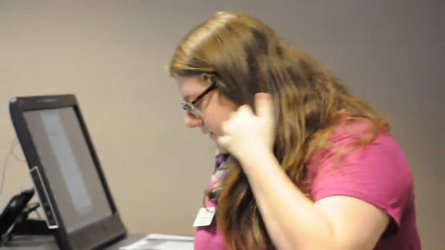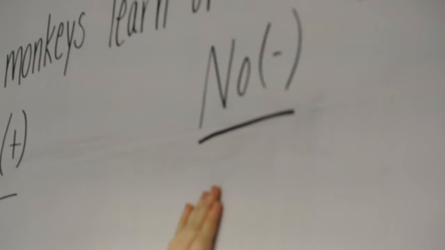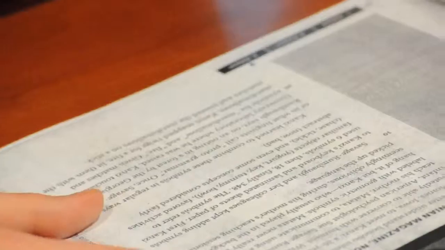And so now we're going to talk a little bit about going through your sources and finding good evidence. So good evidence in an essay is fact-based, supports your argument, and is either qualitative or quantitative. So now what we're going to do, everybody get your highlighter out and get the blue pens that I gave you, and what you're going to do is go through and underline all the evidence that says, yes, monkeys can learn and use language. You're going to underline it and put a plus next to it. Then you're going to underline all the evidence that says, no, monkeys can't learn or use language, and you're going to put a minus sign next to it.